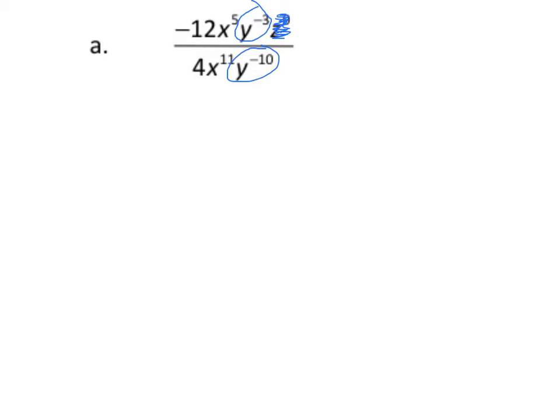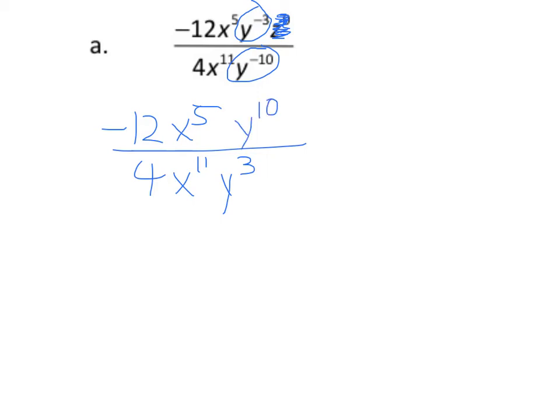Now I'm going to rewrite this and move my parts with negative exponents. I'm going to leave negative 12x to the 5th where it is. I'm going to leave 4x to the 11th where it is. Y to the negative 3 is going to move down and become y to the positive 3. Y to the negative 10 is going to move up and become y to the positive 10. Now that I have all positive exponents, I'm going to simplify. First, I can simplify negative 12 over 4. That's negative 3 over 1. And I can just write that as negative 3. I don't need to write the 1 in the bottom.